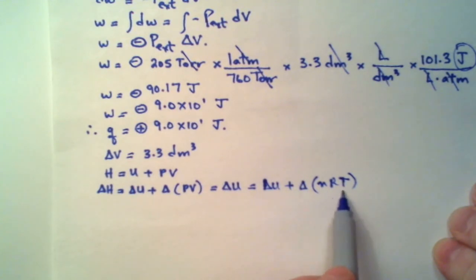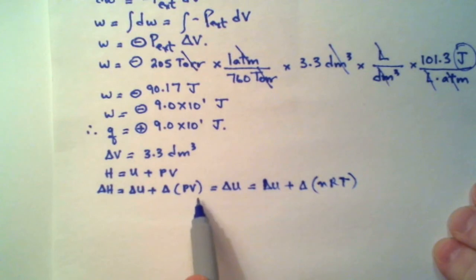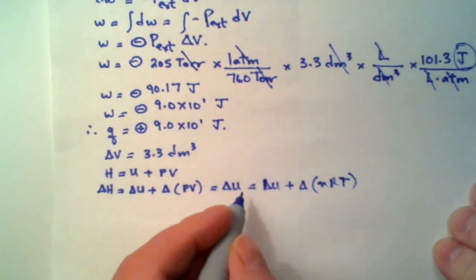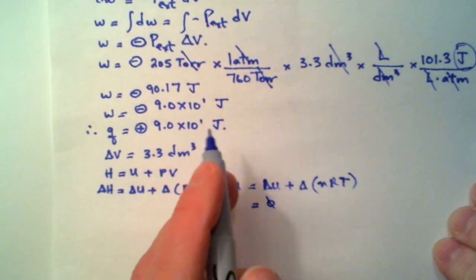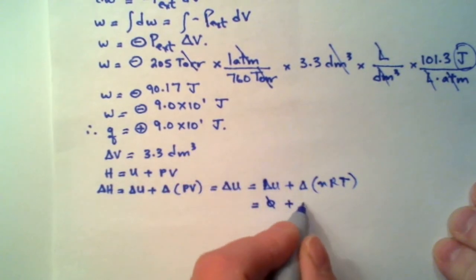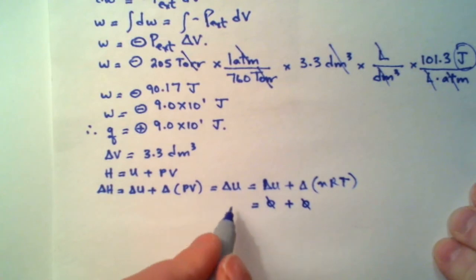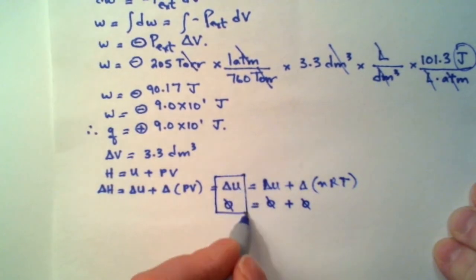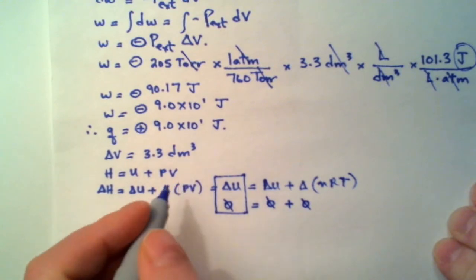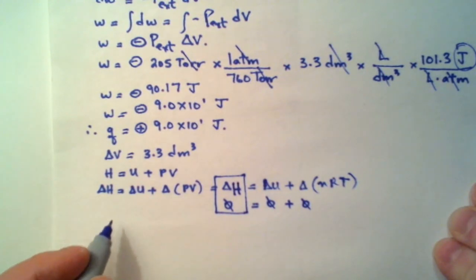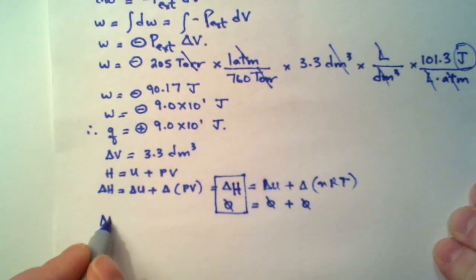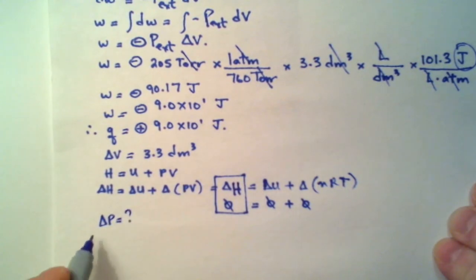Well, n is constant, and so is T constant. And so nRT is a constant for the process. So is PV a constant for the process. So in fact, this is 0. We stated that already. And this is 0. We just found out. And so therefore, delta H is equal to 0.